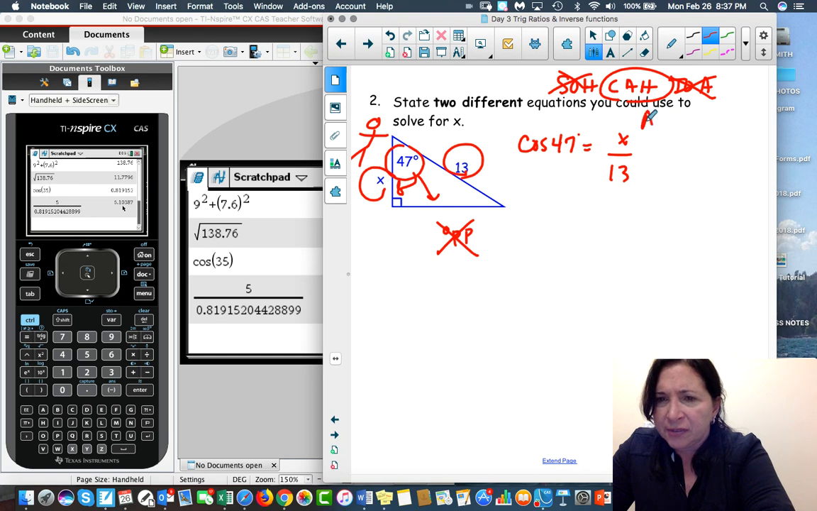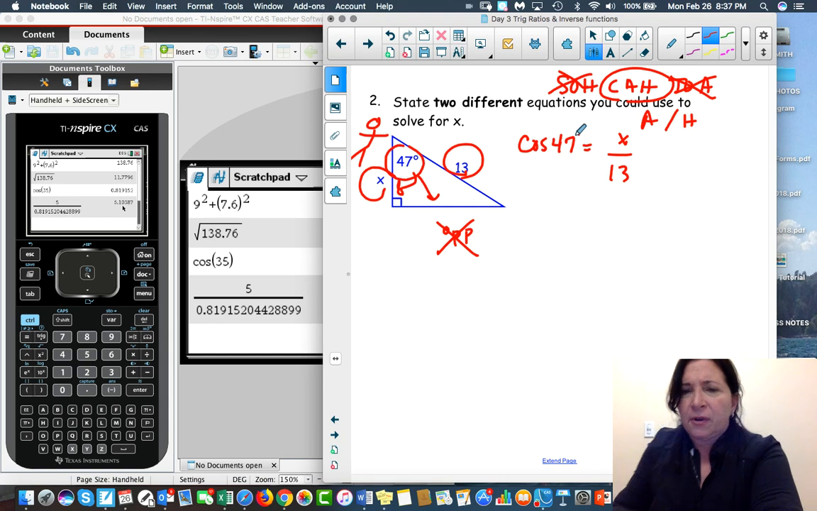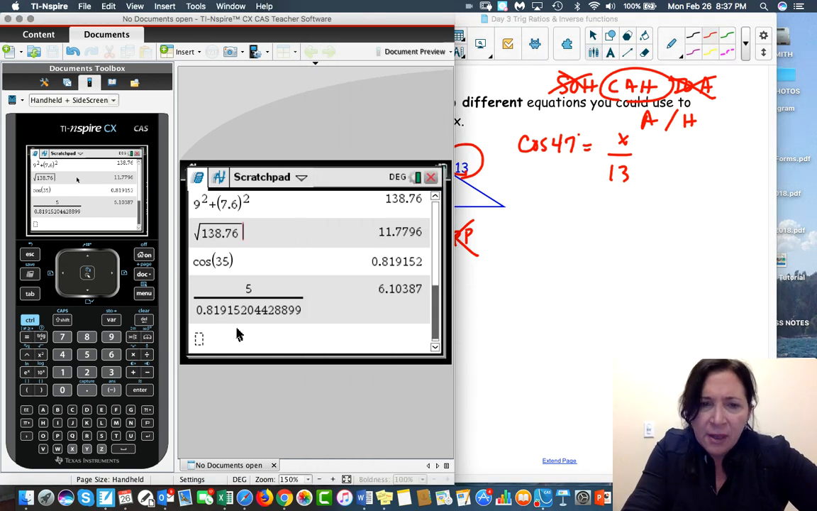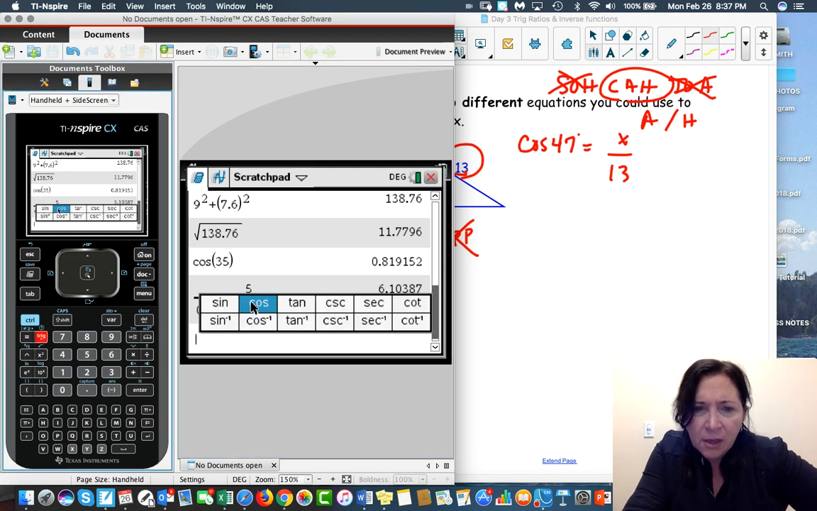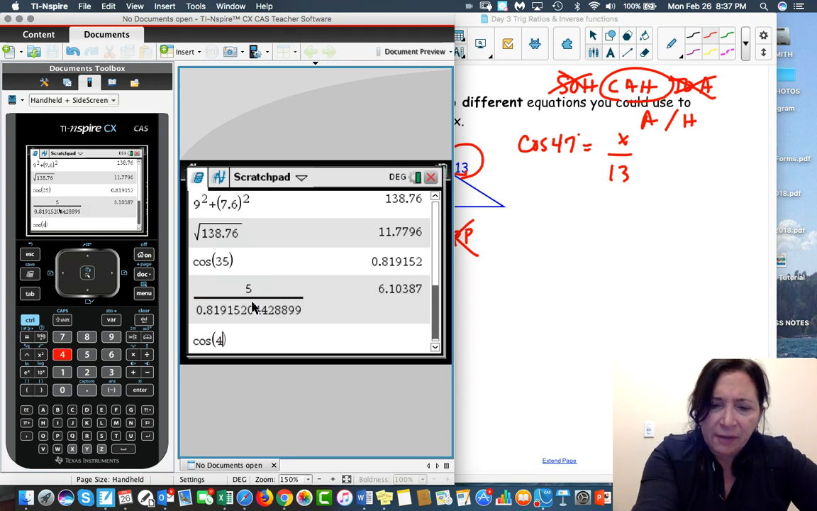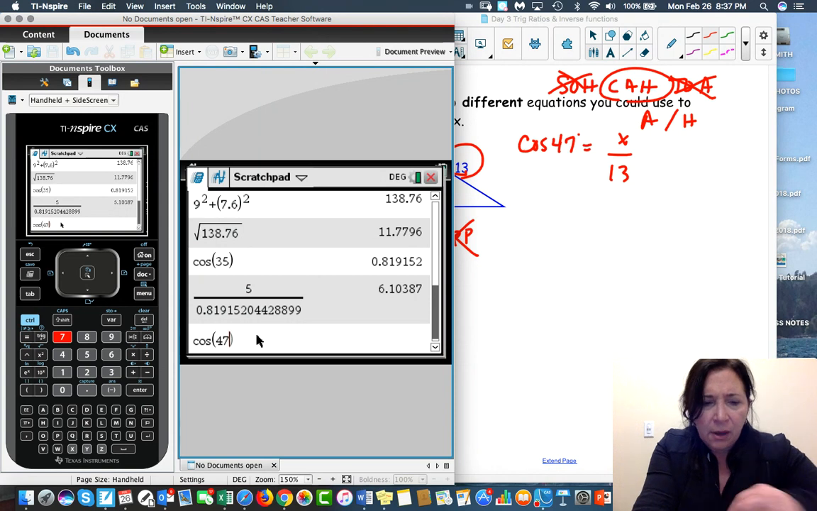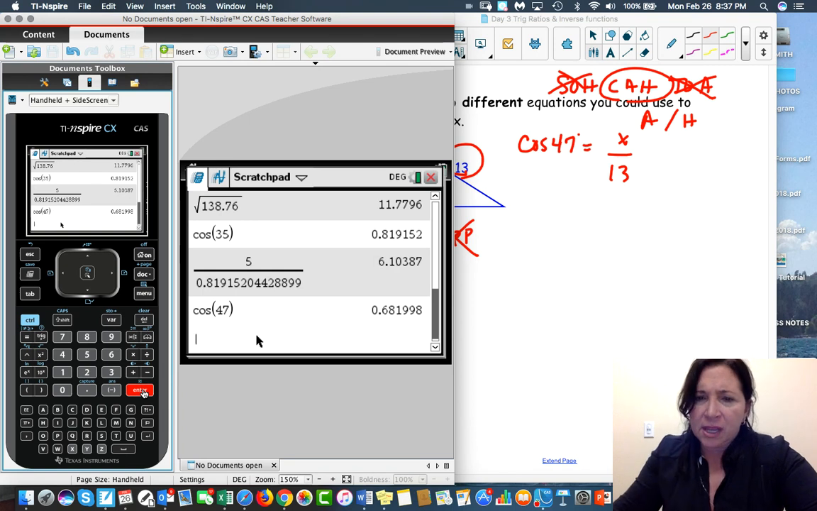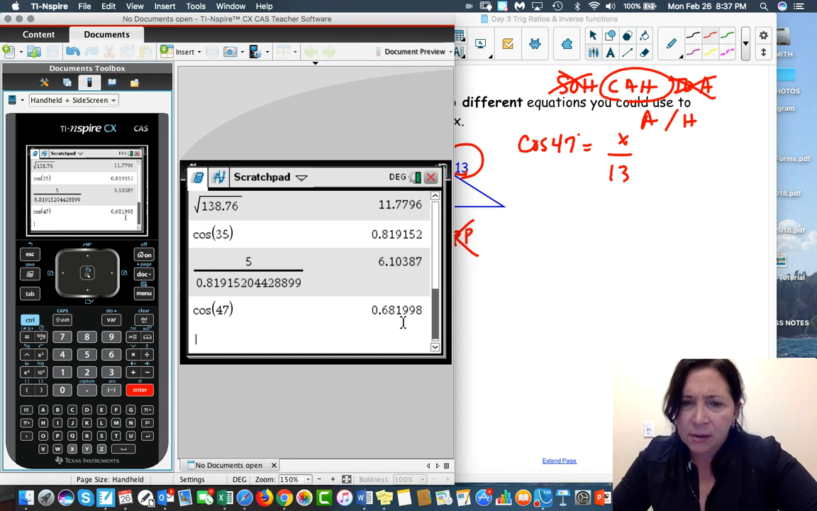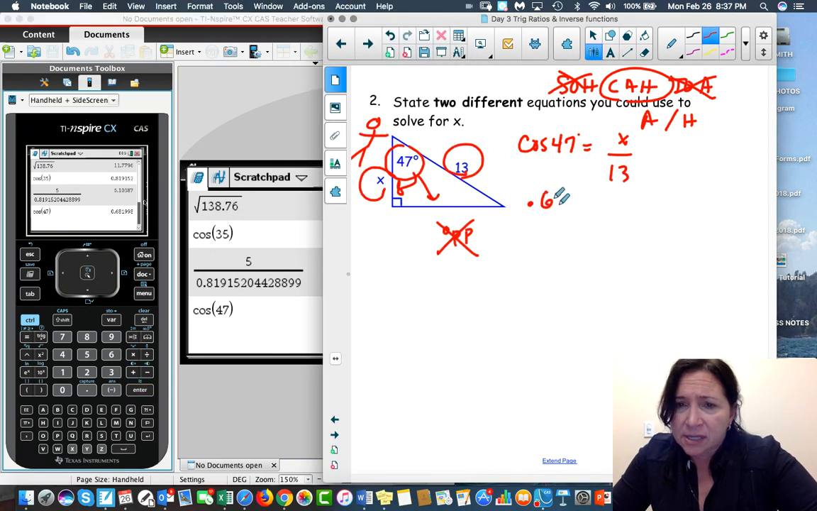This is adjacent side over hypotenuse, a over h. So we need to find out what cosine of 47 is first. So I go trig function, cosine of 47, and that is approximately, so I'm going to go control, enter, and that's going to give me 0.682. So we're going to say that's going to be 0.682 equals x over 13.